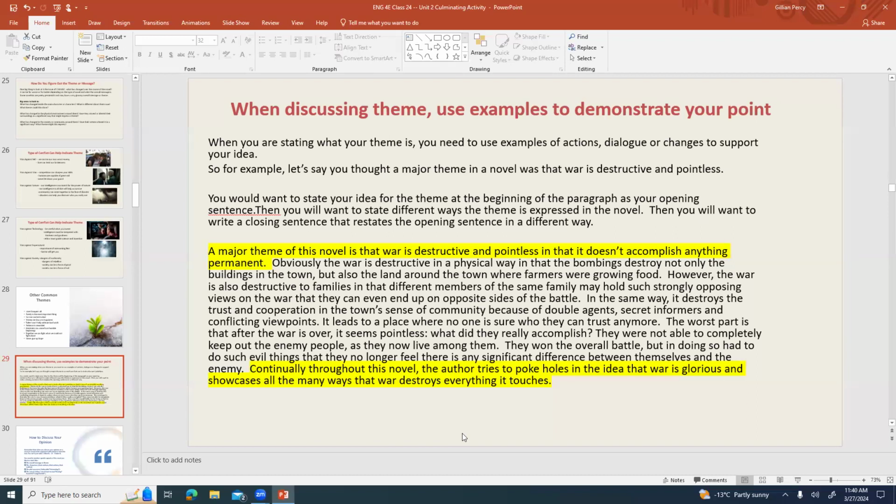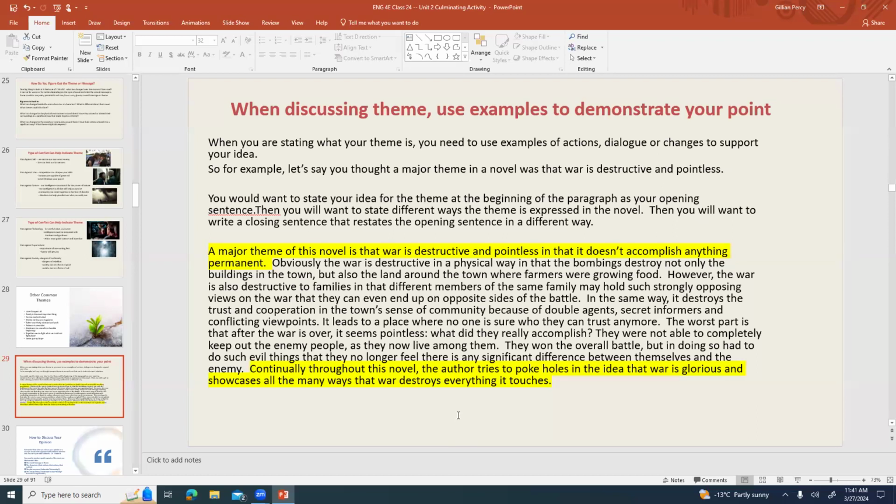A major theme of this novel is that war is destructive and pointless in that it doesn't accomplish anything permanent. Obviously, the war is destructive in a physical way in that the bombings destroy not only the buildings in the town, but also the land around the town where farmers were growing food. However, the war is also destructive to families in that different members of the same family may hold such strongly opposing views in the war that they can even end up on opposite sides of the battle.